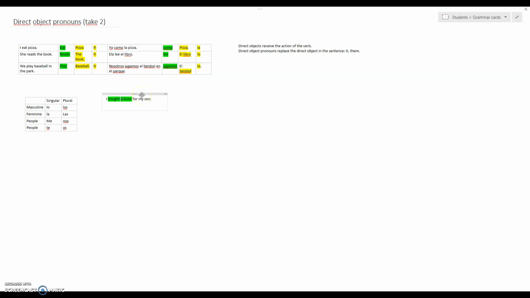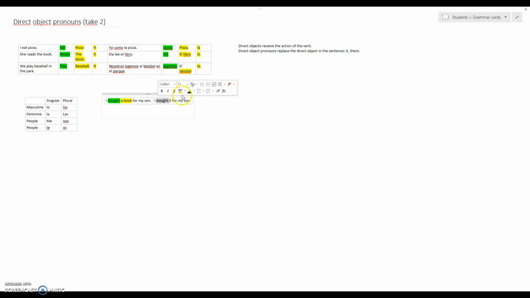I will get this right eventually. Let's see. Yellow. There we go. I bought it for my son. Okay, so now give me that same sentence, but using a direct pronoun in English. I bought it for my son. Right? I bought it for my son.